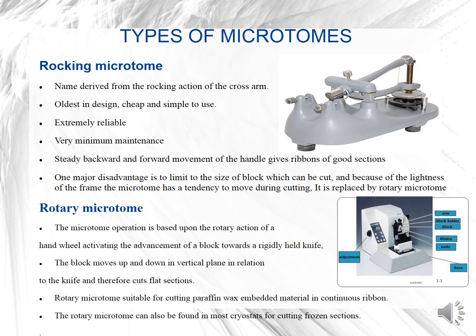The rotatory microtome operation is based upon the rotatory action of the handle wheel, activating the advancement of the block towards a rigid, high knife. The block moves up and down in a vertical plane in relation to the knife and therefore cuts flat sections. It is suitable for cutting paraffin wax embedded material in a continuous ribbon form. The rotatory microtome can also be found in most cryostats for cutting frozen sections.